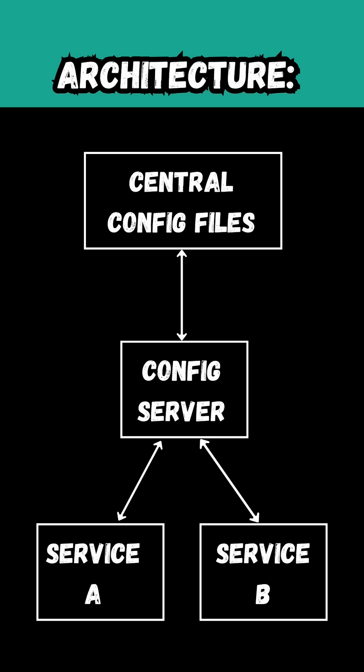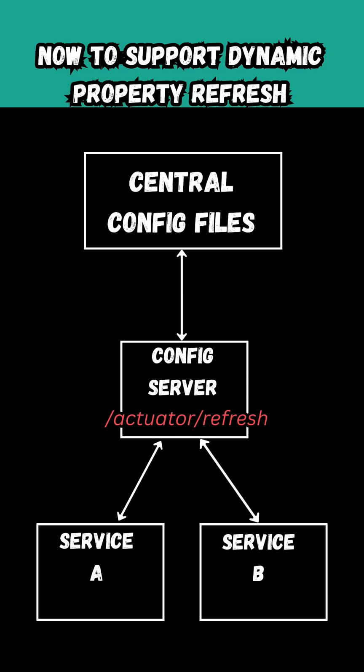Now different microservices connect with this config server to fetch their respective property files. Now you might be wondering how a property change at the central config is dynamically updated to different services. So Spring Cloud exposes one endpoint, /actuator/refresh. When this endpoint is hit, the config server fetches the latest property files. Similarly, on each microservice, we have to invoke this endpoint to dynamically refresh the property.